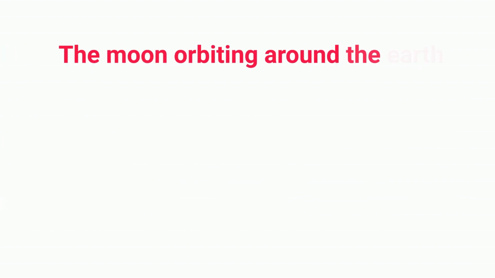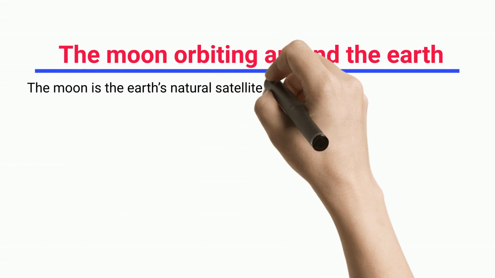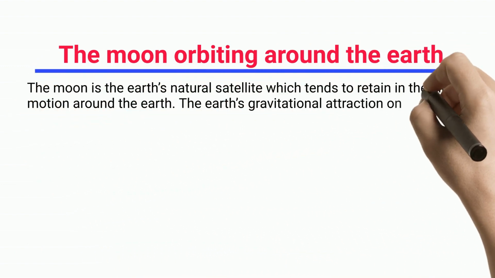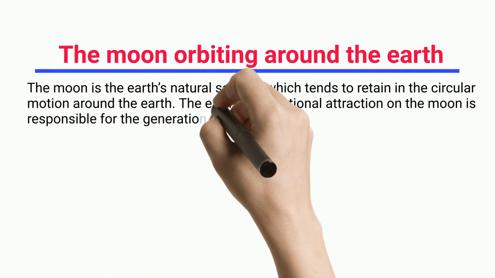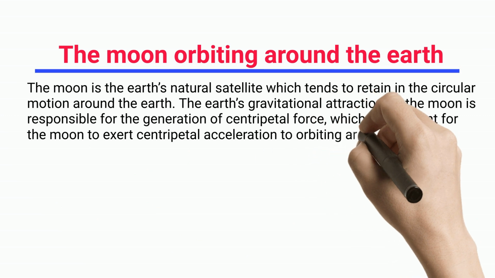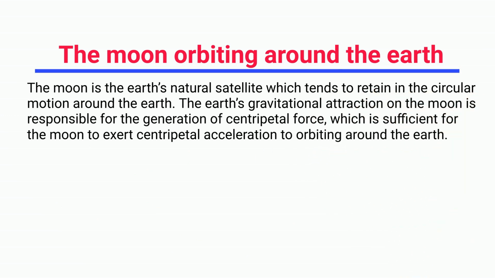The Moon orbiting around the Earth. The Moon is the Earth's natural satellite, which tends to retain a circular motion around the Earth. The Earth's gravitational attraction on the Moon is responsible for the generation of centripetal force, which is sufficient for the Moon to exert centripetal acceleration while orbiting around the Earth.